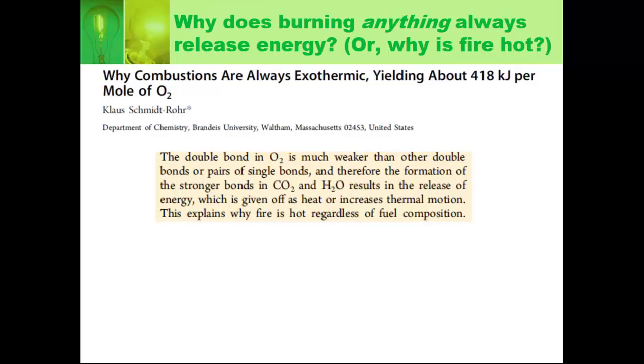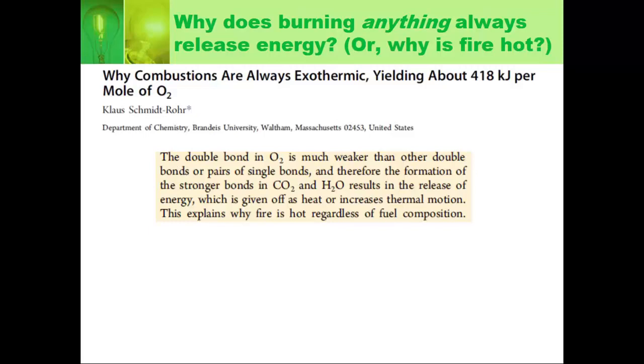Okay? There's one more thing I want to talk about that talks about how to think about this stuff. Why does burning anything always release energy? If you ever think about it, we talked about we can have endothermic reactions. We had the example at the very beginning of class. You can have things that get cold.